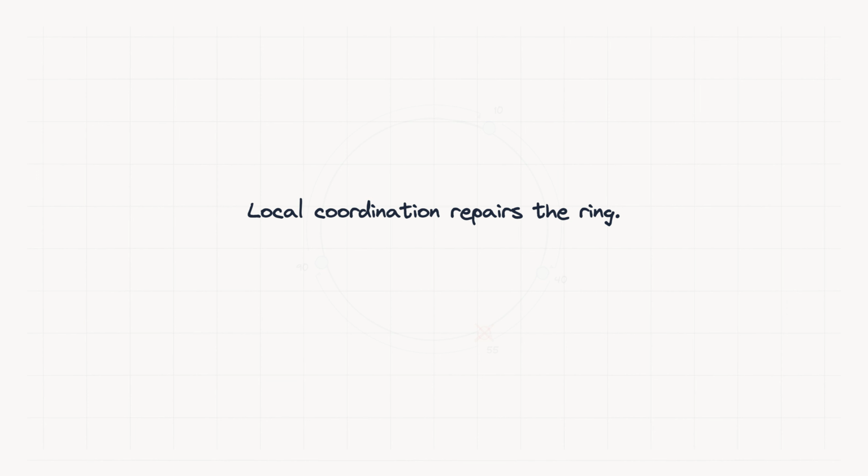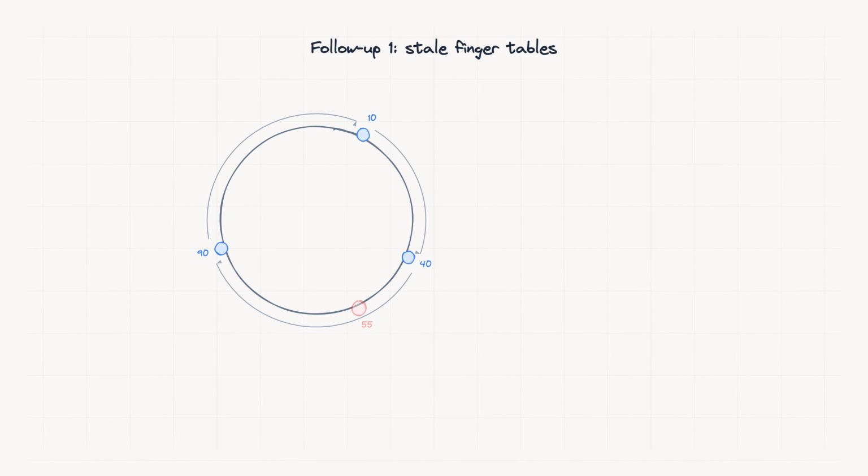So that's the leave. Both graceful and crash paths end the same way. Local coordination repairs the ring. No global announcement. Eventual convergence. Before we get to the bigger question, 2 follow-ups worth getting into. First, the stale finger tables I mentioned earlier. Successor pointers get repaired quickly through periodic check-ins. Finger tables refresh less often.